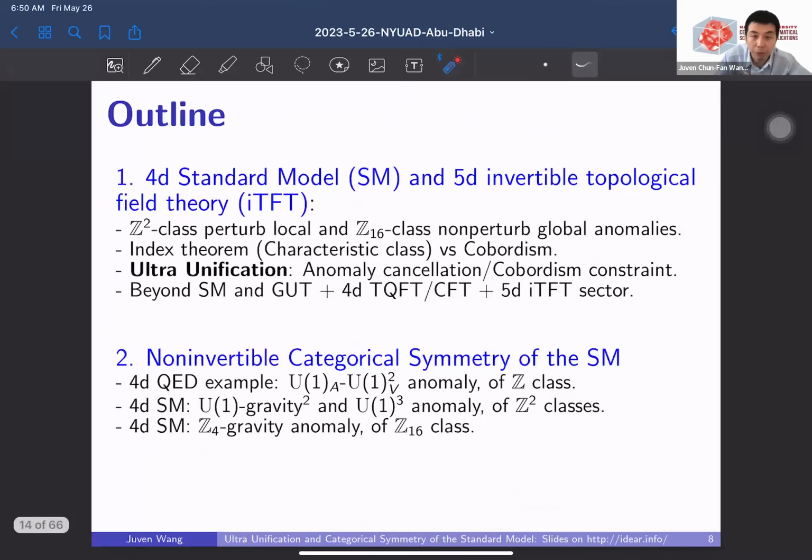Okay, so we are basically almost done with the first part of my talk, which basically tries to combine the Standard Model with TQFT sectors or CFT sectors. I'll be more precise in the next few slides about these anomalies, which involve the perturbative local Z-squared, Z class, 2 of Z class, and 1 of Z-sixteen class. We'll briefly go through the index theorem, which Schreiber will be very familiar with, captured by characteristic classes, and cobordism, which we check further. And then we will quickly summarize this proposal.